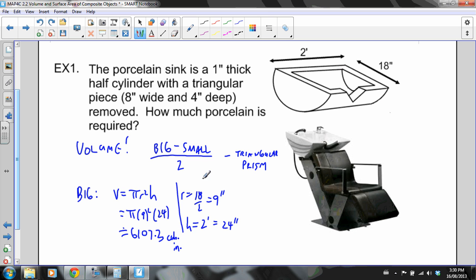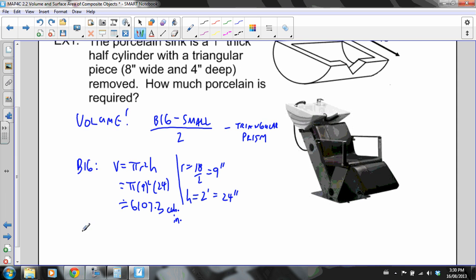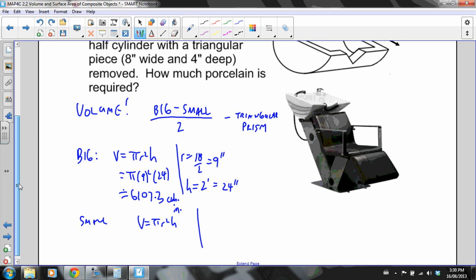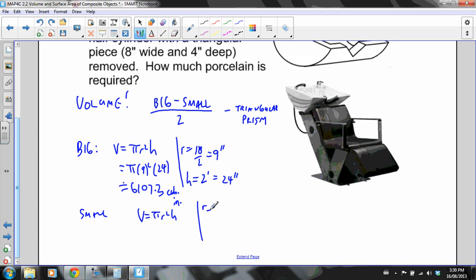In cubic inches. But that's if that's the whole thing and it's filled in, right? So we got to figure out the small, the inside part that's been carved out. It's still just a cylinder. But notice, how do we figure out the dimensions? Well, notice the radius here was 9 inches, but that included the 1 inch there. So if we take 1 inch off of the radius from the big one, we'll get the radius for the inside one, 8 inches.